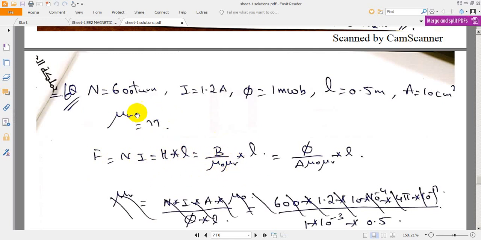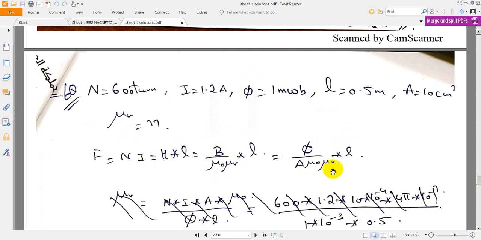What do we need to calculate? We need to calculate the relative permeability. So from this relation, and also this, as we know the flux is given, we are converting this flux density into flux per unit area, as we need to calculate the relative permeability.